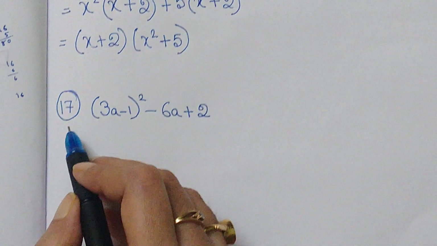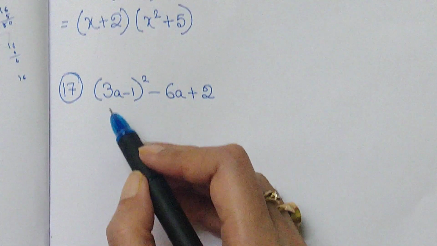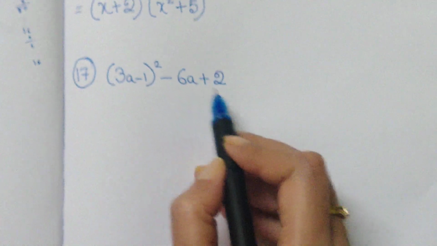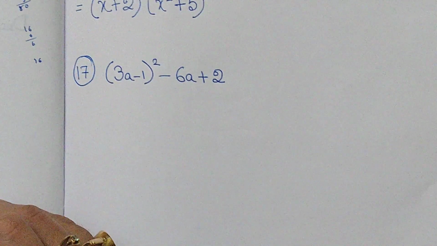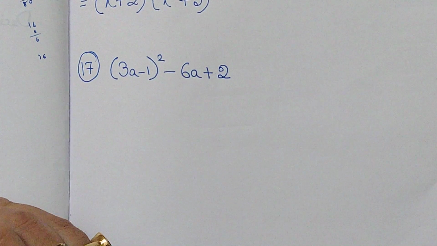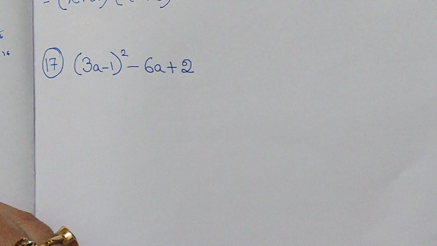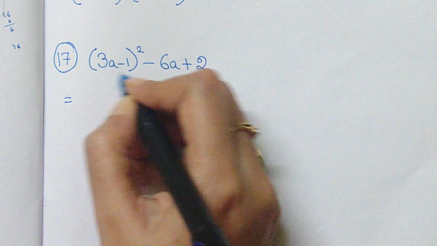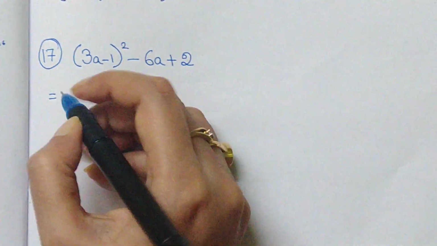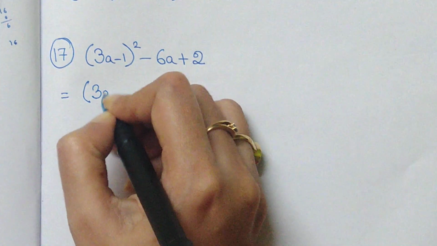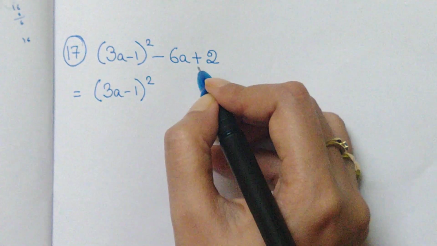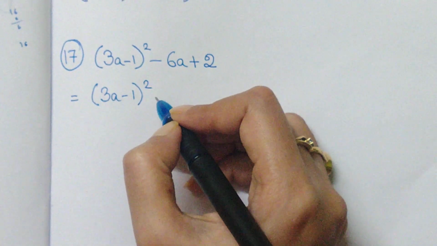Next sum number 17. 3a minus 1 whole square minus 6a plus 2. So over here also you can see that there is no such common factor. I need to form a group. So first group 3a minus 1 whole square, I will be keeping it as it is. From these two terms I can take 2 common.